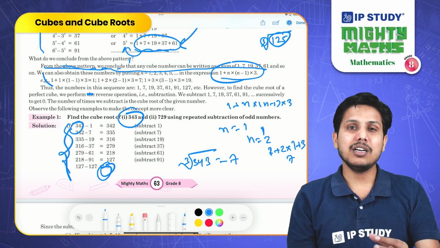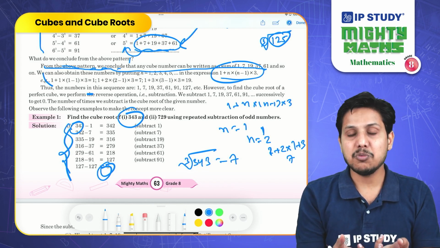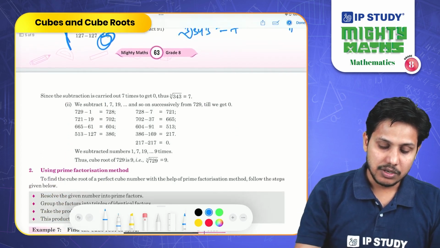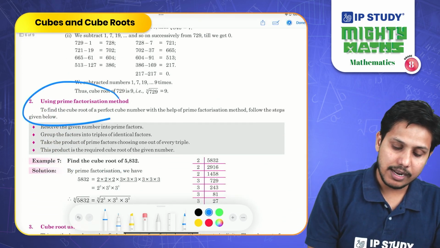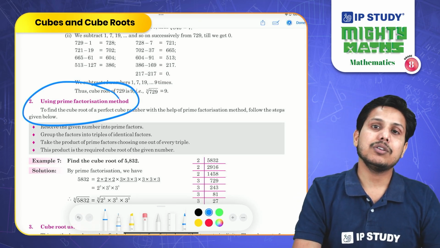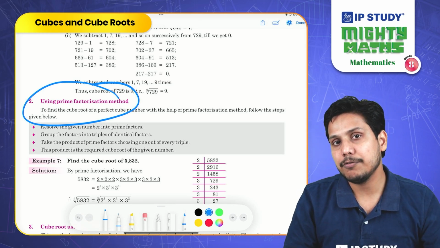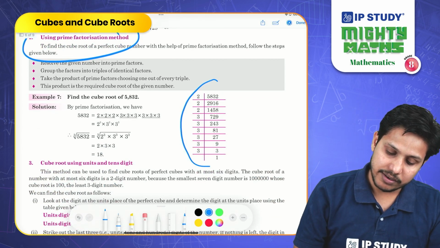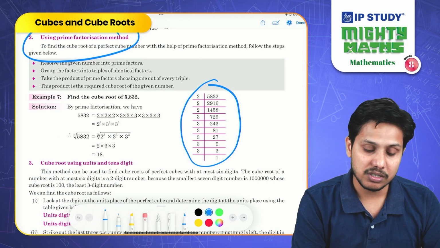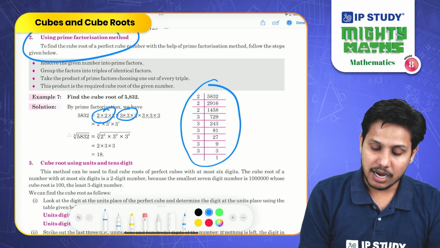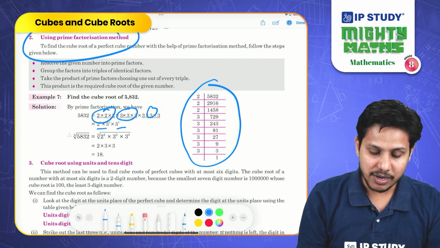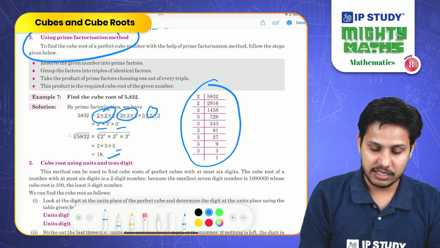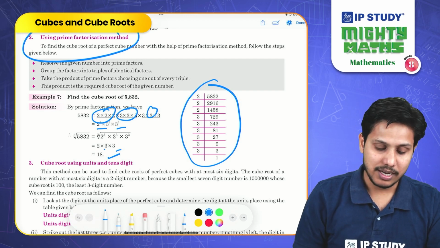This method is quite easy for small numbers, but for large numbers it will be a tedious and more time-taking task. So for that we have a method called prime factorization, which is quite similar to the square root method we understood in our previous chapter. Here we find the prime factors of the given number and make triplets of them, and we take one number from each group and multiply them to get the cube root of the number, like this: 2 times 3 times 3, which is 18.